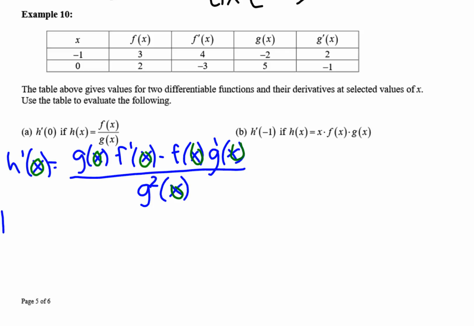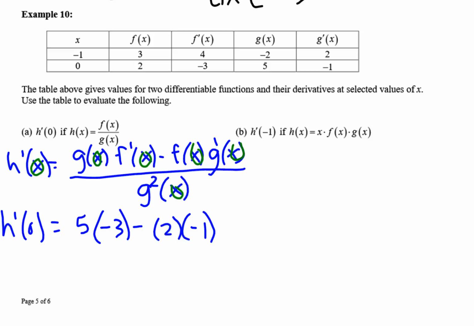Just trying to save space there. So h prime of 0. g of 0, look in your table. g of 0 is 5. f prime of 0 is negative 3. f of 0, 2. g prime of 0, negative 1. And then g of 0 is 5 squared. So simplify that, we get negative 15 plus 2. So it'd be negative 13 over 25. And there you go, it's not so bad.